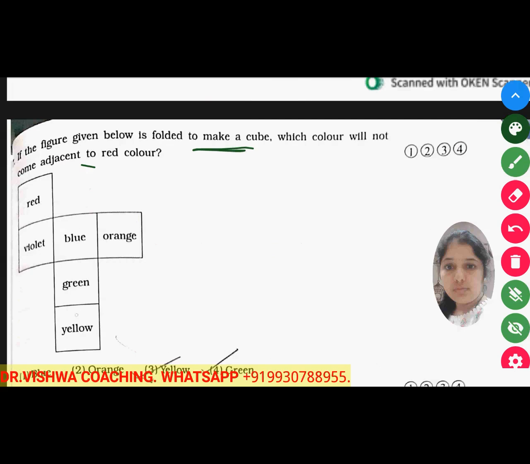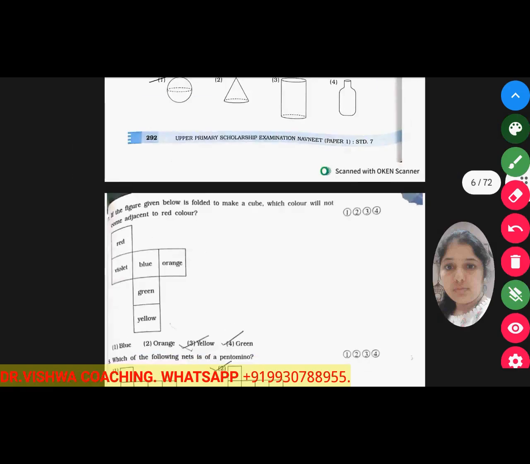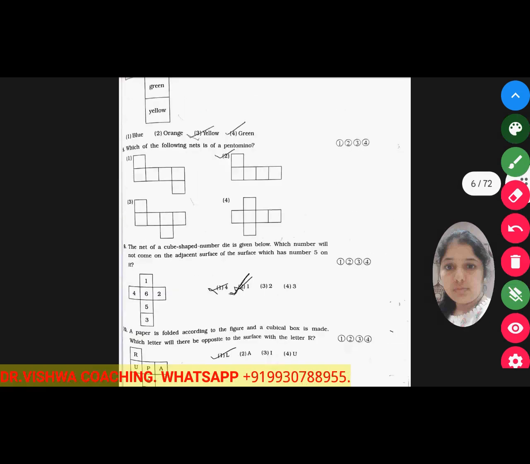Now see, if you fold this figure, yellow and green will come adjacent to the blue, and green is in between blue and yellow, and from the side also it will come in between violet and orange, but red will not come near the green surface. So green is your answer here. You just try to fold it in your mind map, and you can get an idea that it is true that green will not come near the red.